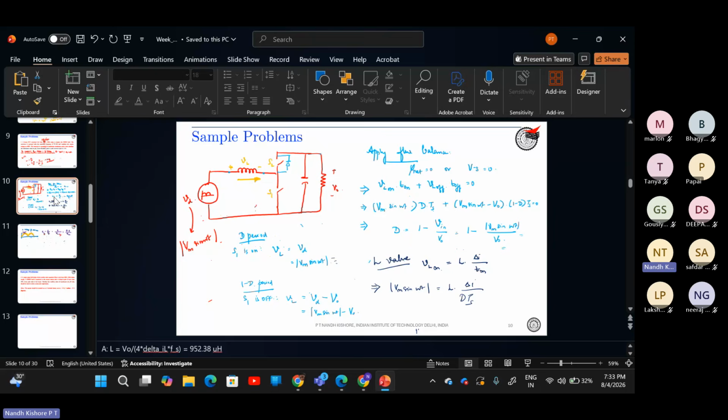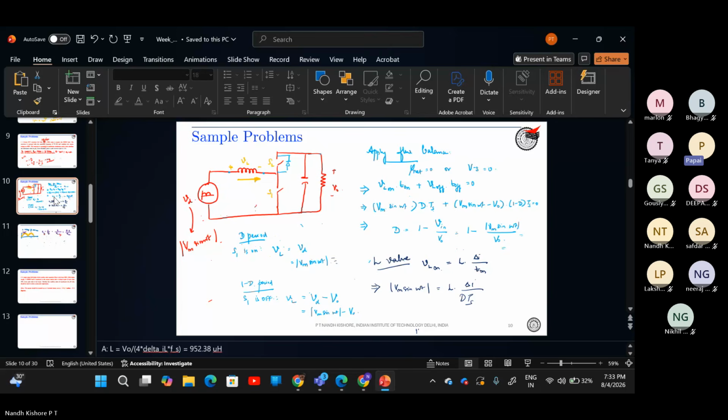What would be your value of duty? Duty we can find out as 1 minus Vs sin omega t by V naught. That Vs sin omega t we already know, 325 volt, and V naught value is already given, that is 400 volt. So duty is fine, we can find out from that equation also. Then what is the point of giving the power value? What is the use?